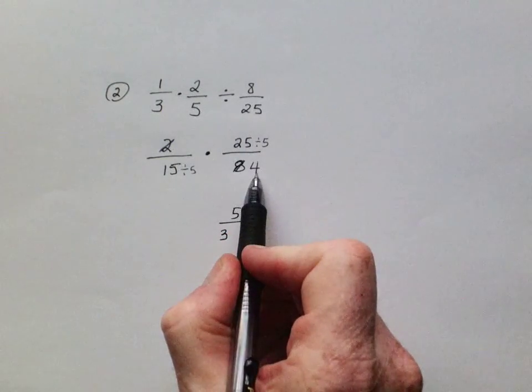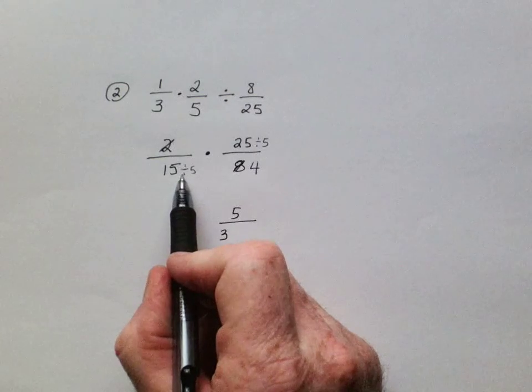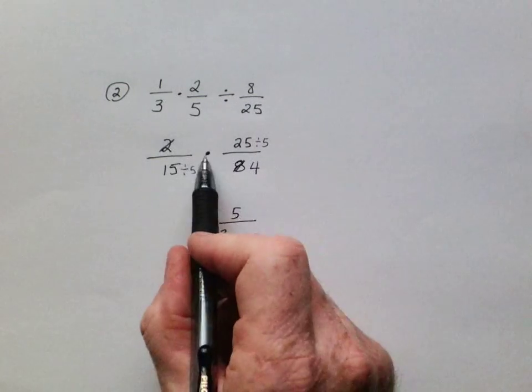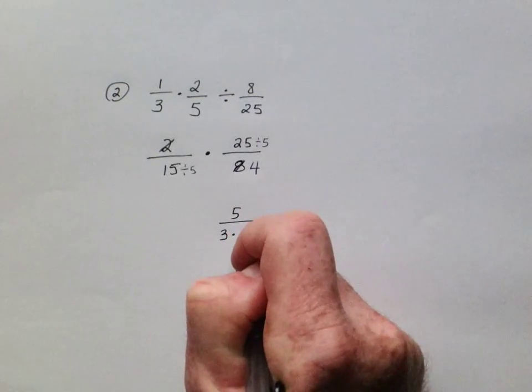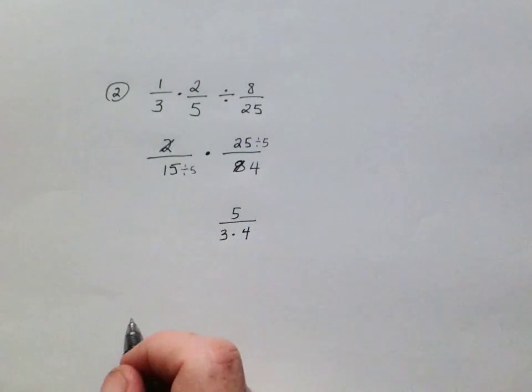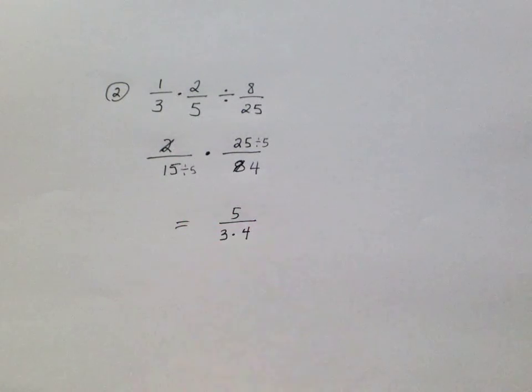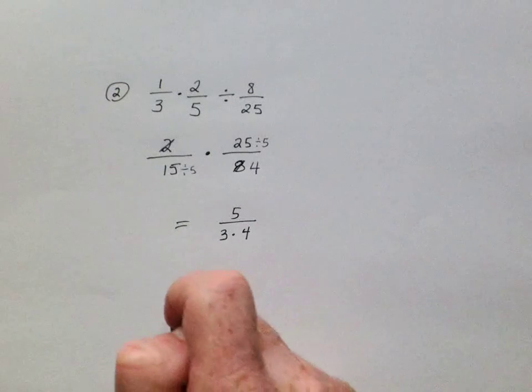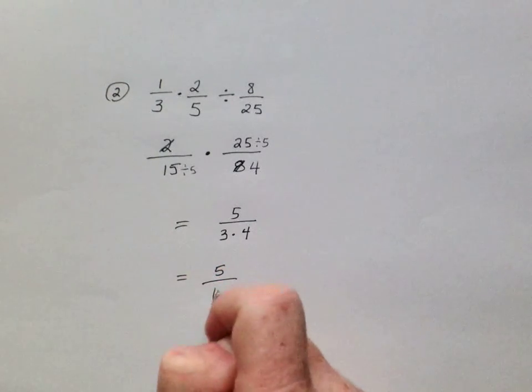And then this 4 is still there. And the thing separating this number from this number is the multiplication. And so finally, it's going to be 5/12.